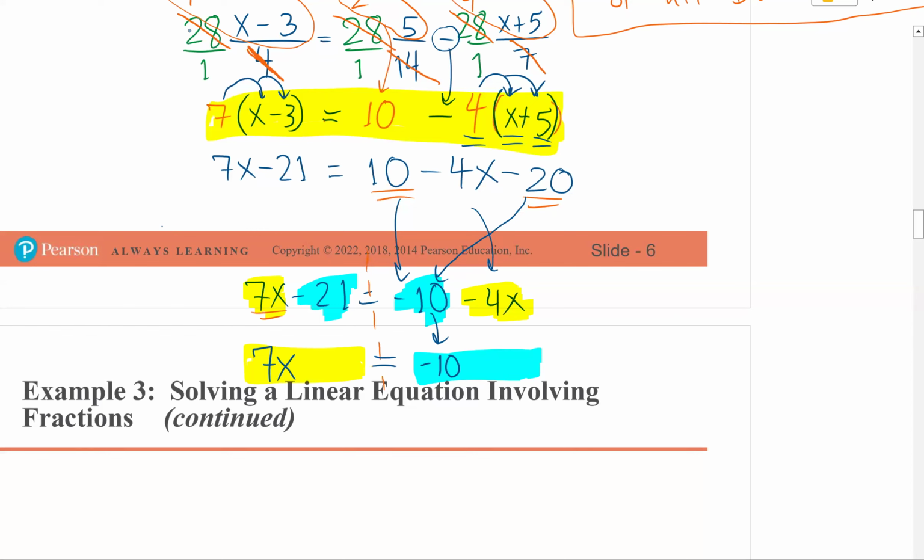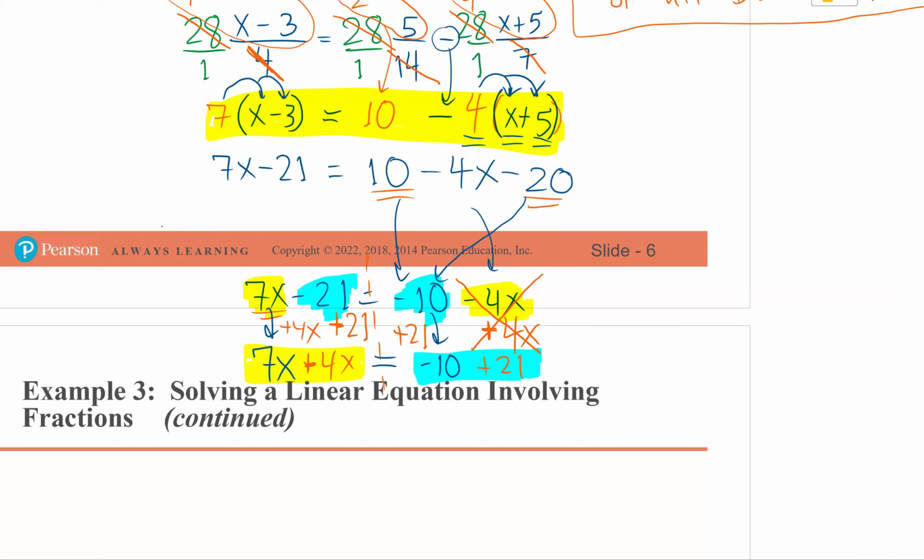It doesn't really matter what order, but I know I want this variable term, -4x, to move over. The opposite of subtracting, which is what we have, is adding. So I'm going to add 4x to both sides. Add 4x. There we go. That way the -4x and the 4x add up to nothing. And then I want to move this 21 over to the right side. The 21 is negative, but I'm going to make it positive to cancel it out. Add 21 to both sides.